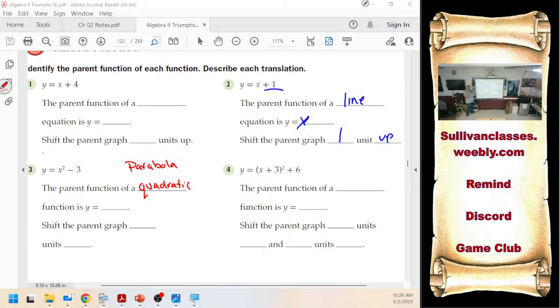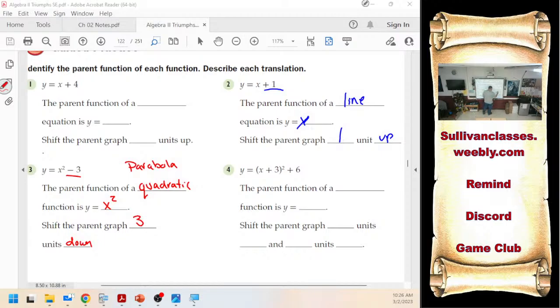So what does the parent function look like, though? X squared. And then I got a -3. Is it in bass backwards left right land, or is it in regular up down land? Okay, so it says -3 outside the grouping. I'm going to go 3 units down. 4.